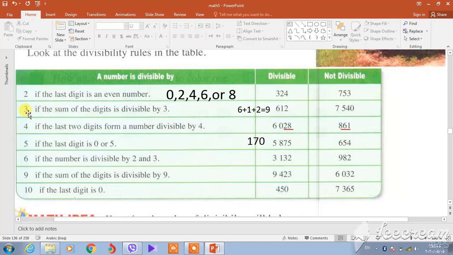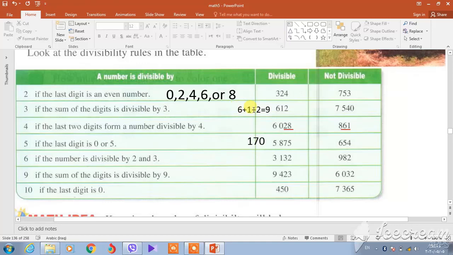A number is divisible by 3 if the sum of the digits is divisible by 3. What do you mean by the sum of digits? For example, we have 612. If we sum all the digits, is the sum divisible by 3? 612 is also divisible by 3.